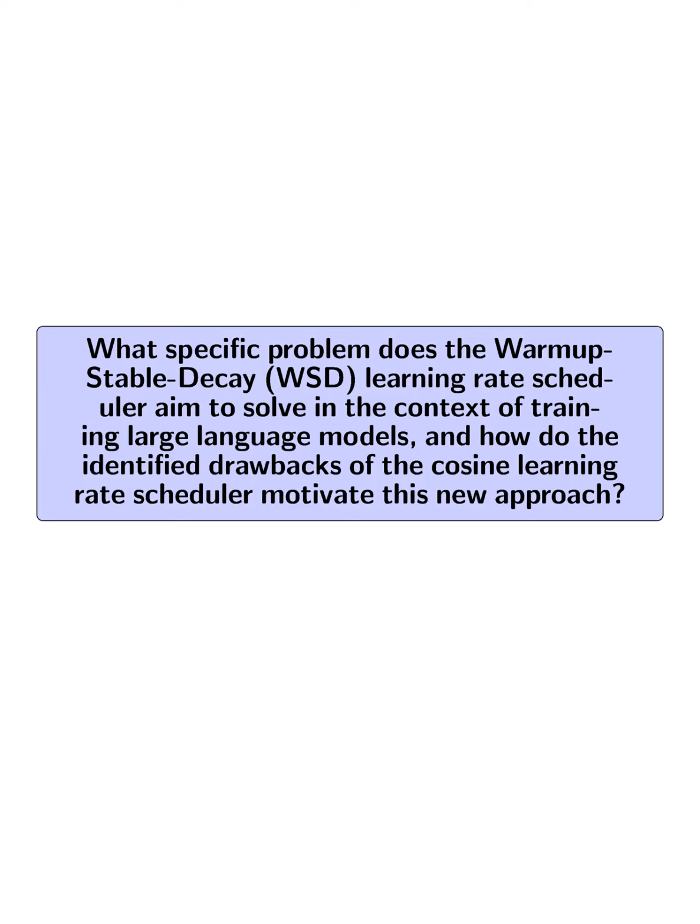What specific problem does the warm-up stable decay (WSD) learning rate scheduler aim to solve in the context of training large language models? And how do the identified drawbacks of the cosine learning rate scheduler motivate this new approach?